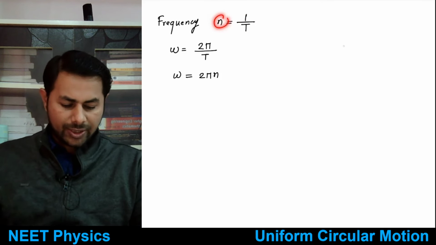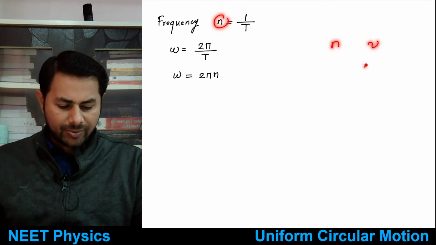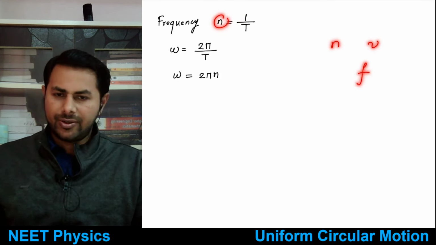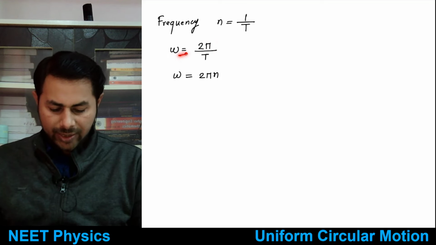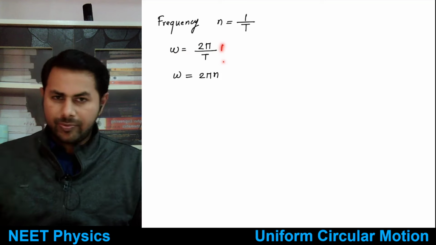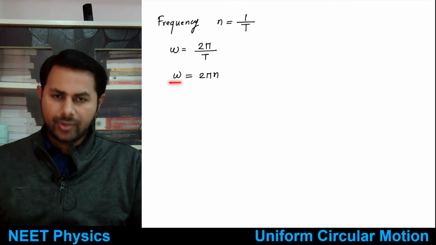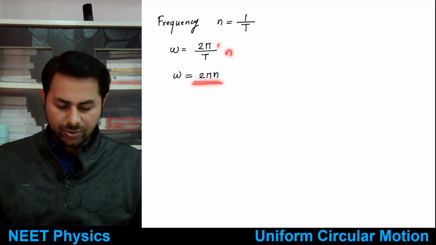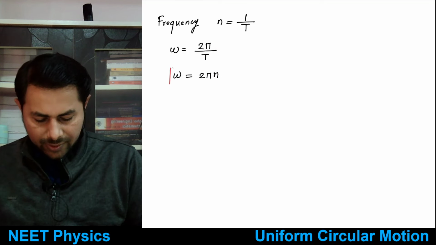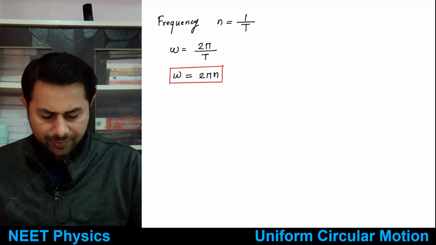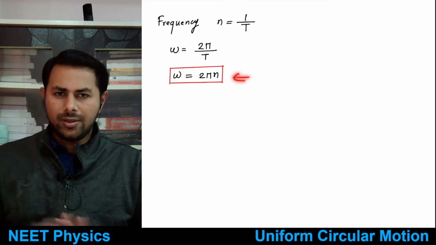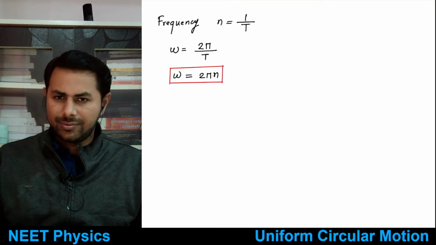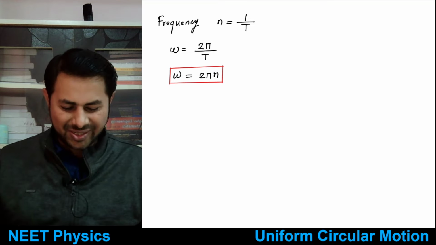Frequency you can denote by n, by nu, by f, different letters. Now you have omega equals 2 pi divided by T, right? And 1 upon T is the frequency, 1 by T is n, therefore omega becomes 2 pi n, right? That's very simple. Okay, so we are starting from very basic things.